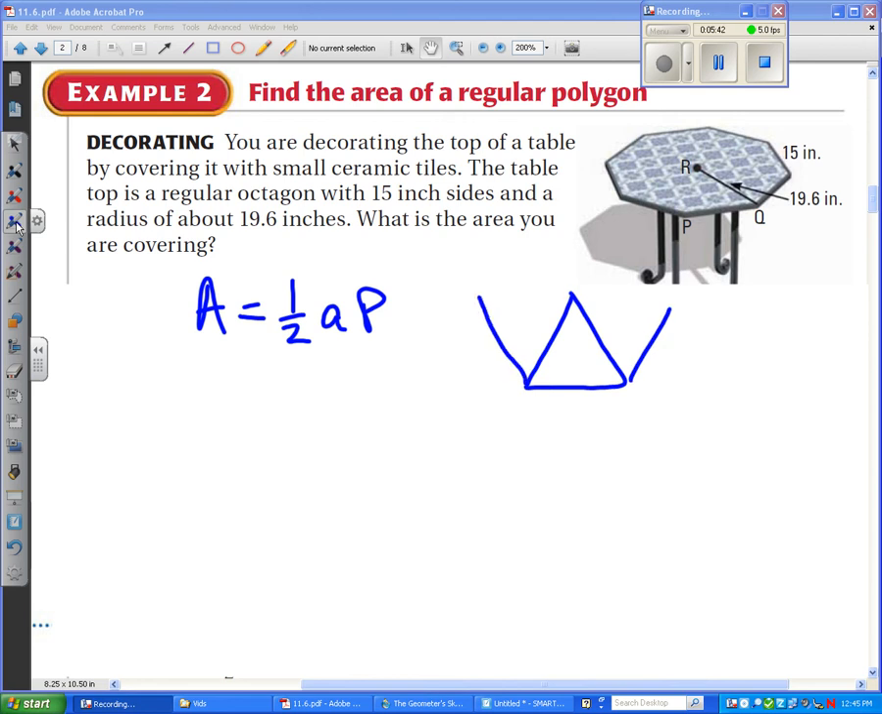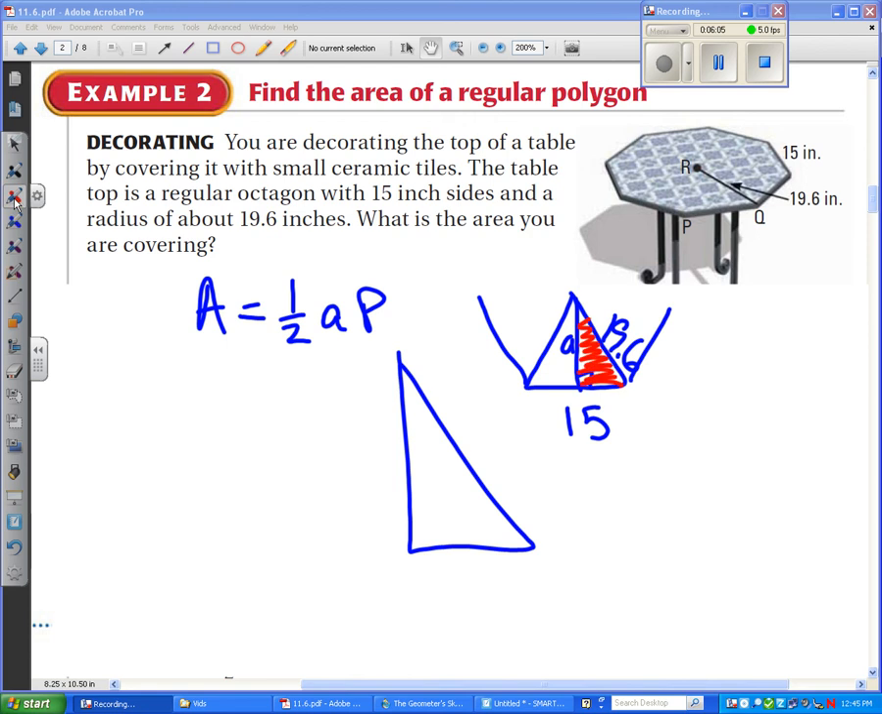Notice in this triangle we do not have the apothem, which is what we need for this formula, but we do have the side length of 15 and a radius of 19.6. Now we're going to have to draw out a triangle and find these values. So go ahead and draw what you see, and let's draw out a new triangle. Notice I'm just focused on one of the right triangles. This is the one I'm talking about.